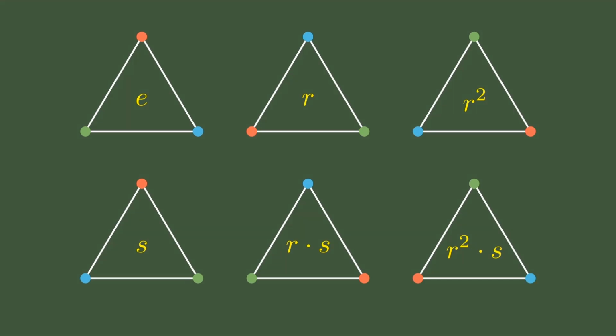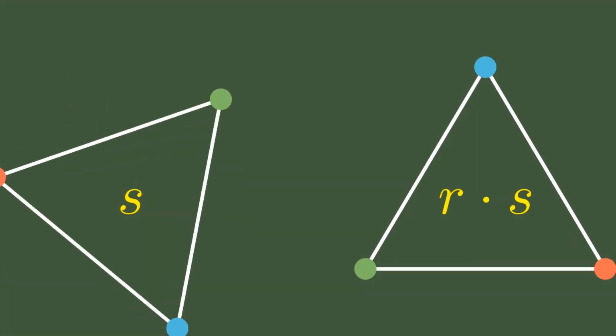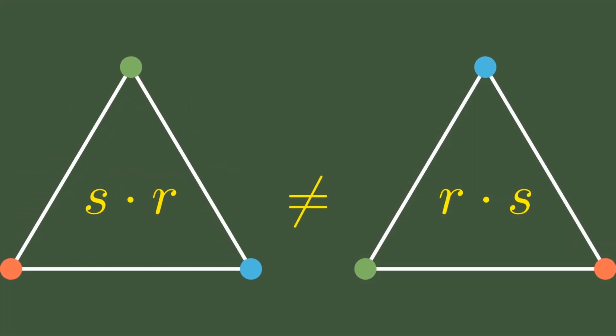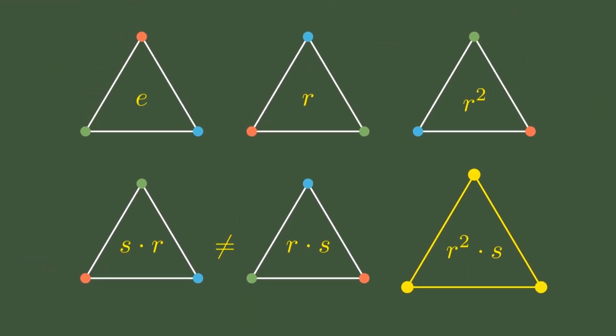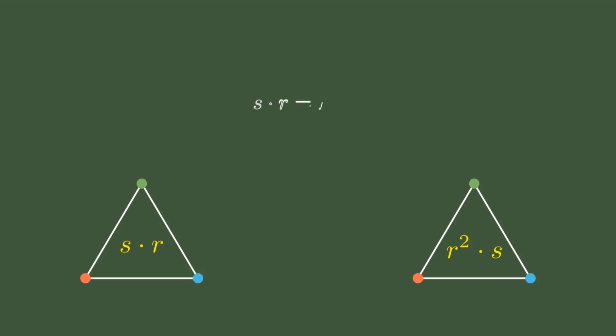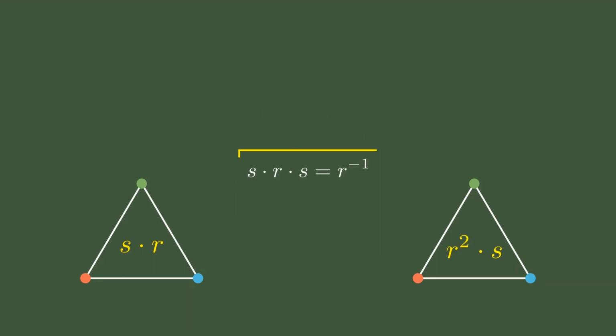Now let us see how it is not an abelian group. If I take this element S here and rotate it once, it gives me S into R. Now you can see here that S into R is not equal to R into S because the orientation of dots is not the same. So this group is not abelian. In fact, S into R is equal to R square into S. Equating these two, multiplying by S, we get a very important equation. S into R into S is equal to R square, or in general, S into R into S is equal to R inverse. This equation can be used to define the dihedral group in mathematical form.